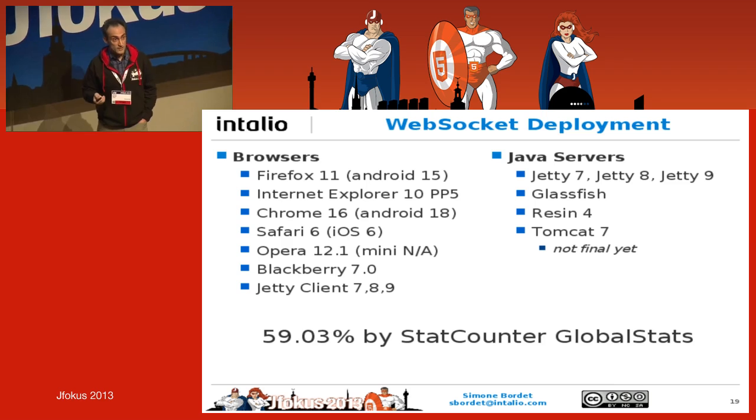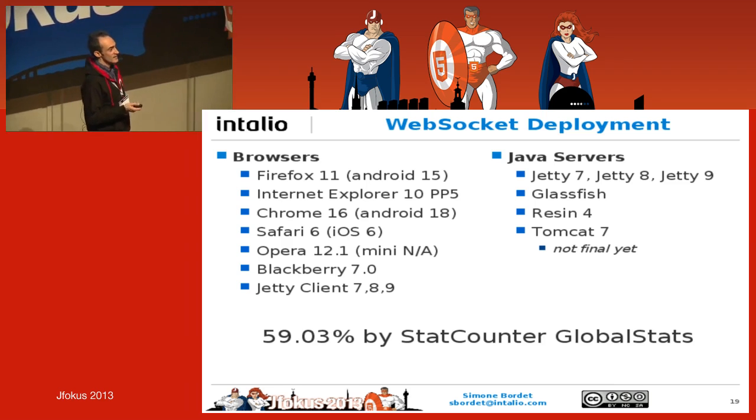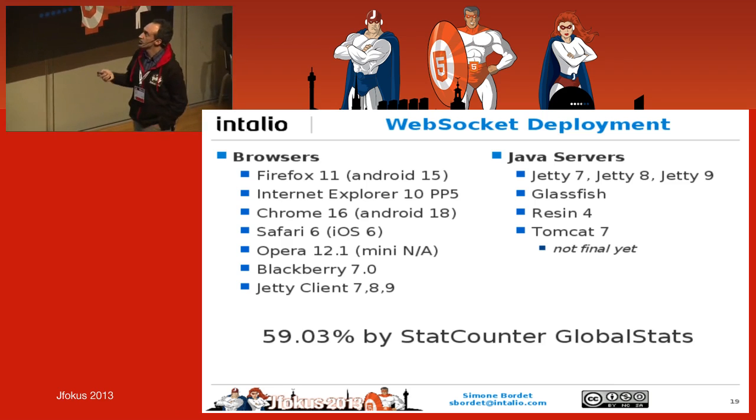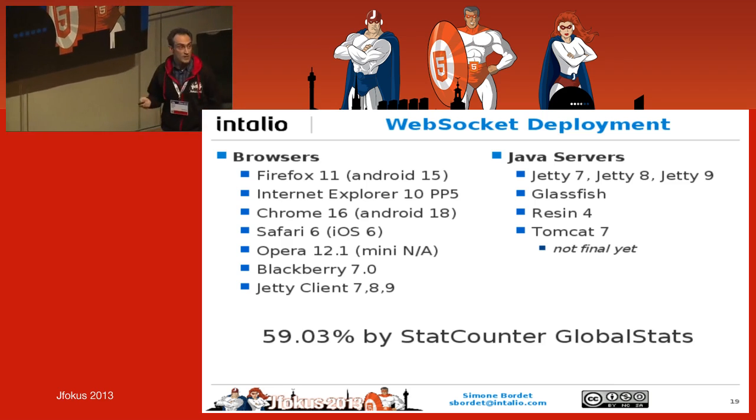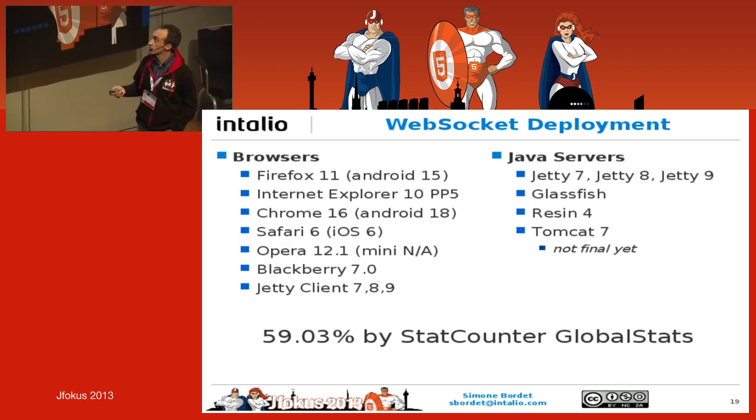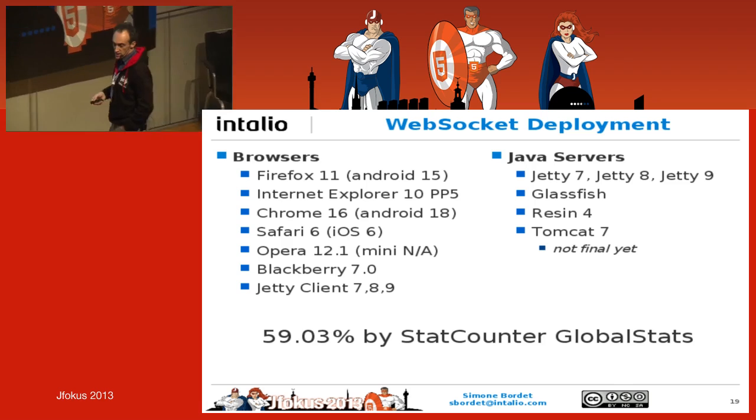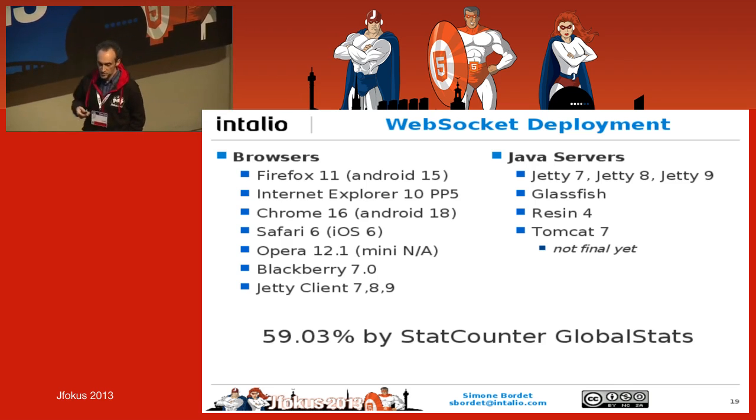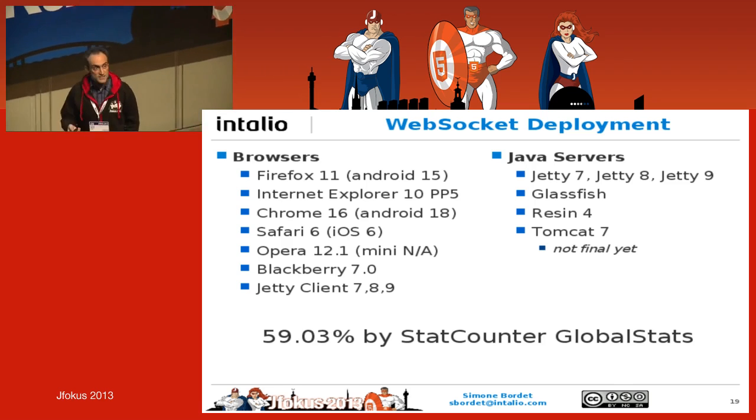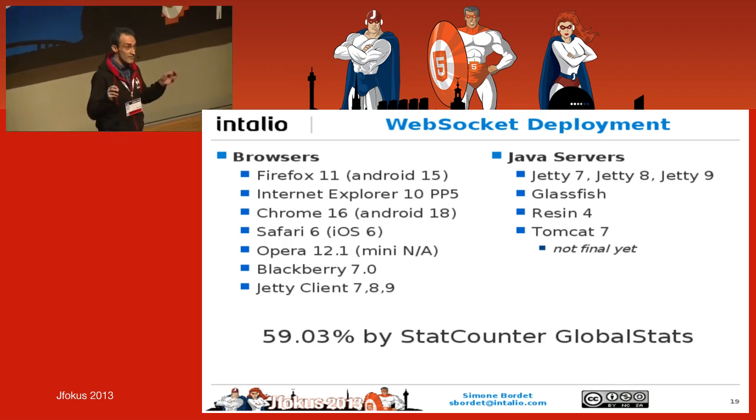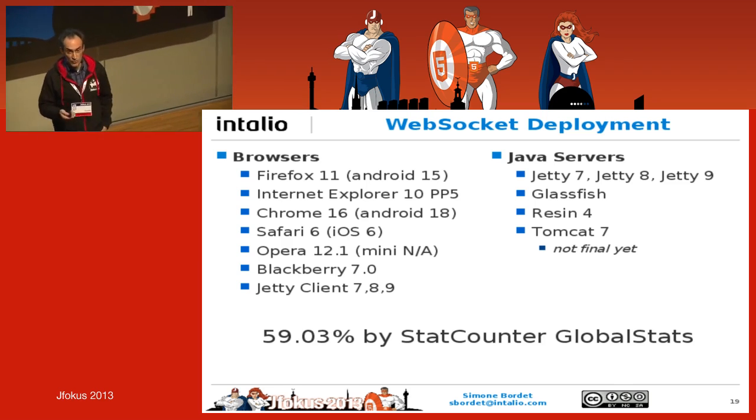Is it deployed? Because we're talking about something that, yeah, it's new. Can I actually use it? Because maybe not. It turns out that yes, it's deployed. Basically, every browser on Earth supports WebSocket. On the server side, we have Jetty 7, 8, and 9 supporting WebSocket. We have Glassfish, Resin 4, Tomcat. Last time I looked, the Tomcat status for WebSocket support was defined as alpha status, so I guess it's not ready yet.